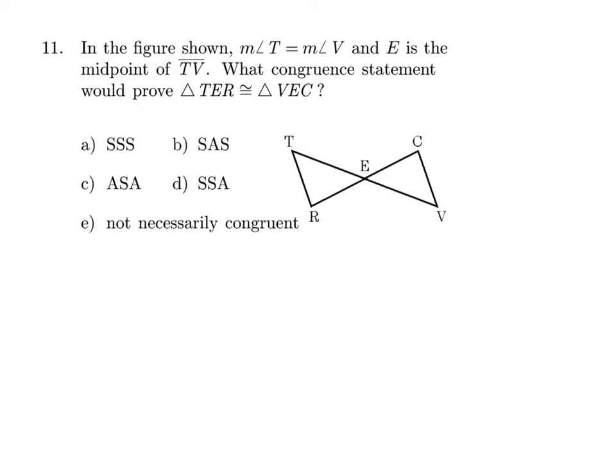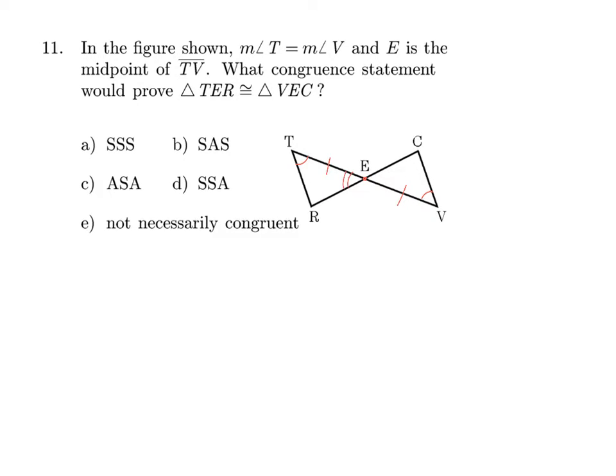All right, in the figure shown, measurement angle T is equal to measurement angle V. They're telling you these are the same. And E is the midpoint. If E is the midpoint, then you know that these lengths are the same. What congruent statement would prove TER is congruent to VEC?